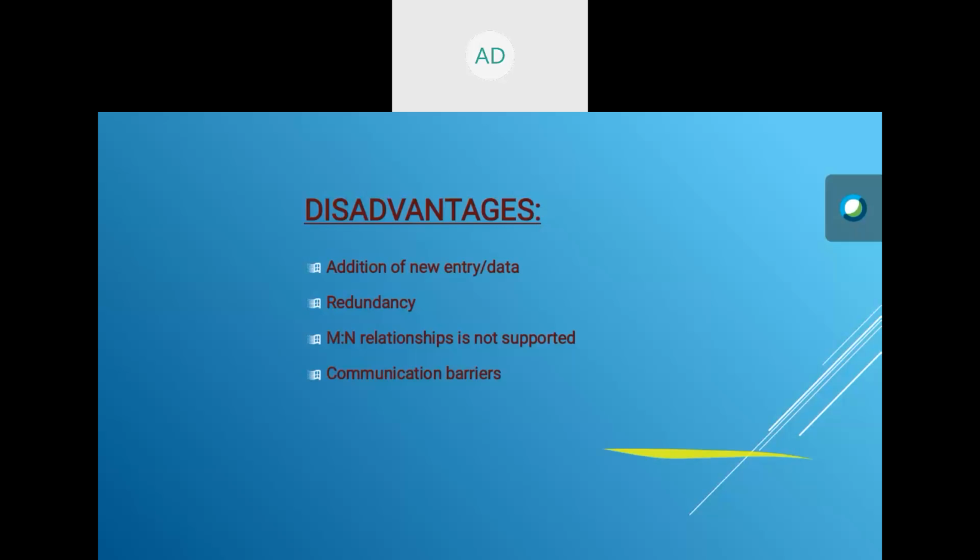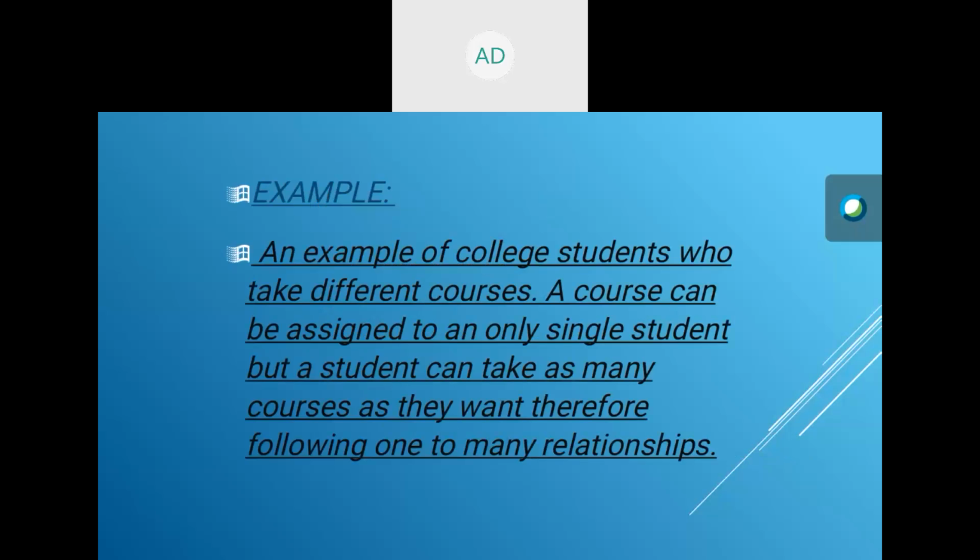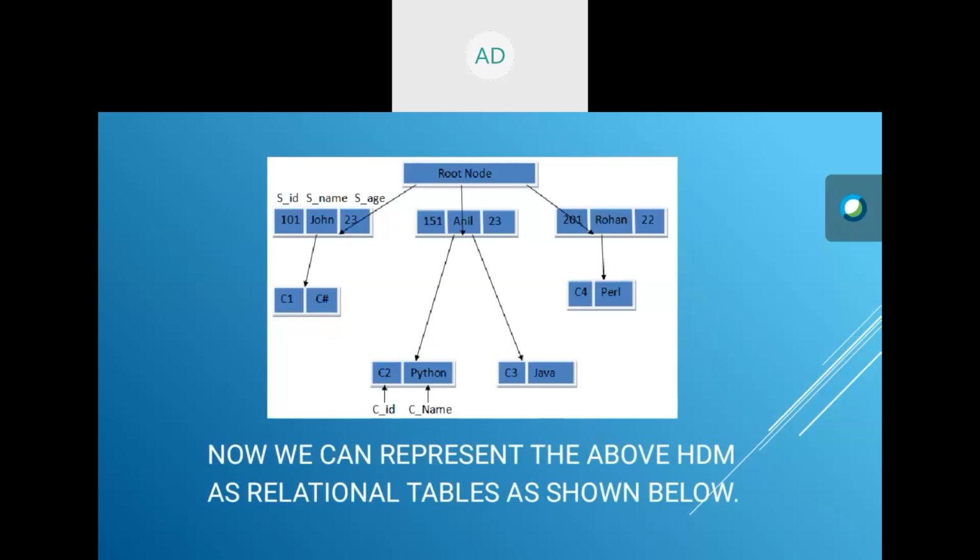Then this is an example where a student can take many courses, but many courses cannot have one student. Sorry, a course can have many students. This is the diagram, and here this is the student ID. We are using linked list. This is the subject code, and enroll subject ID. Sorry, student ID, student name, student age, and this is the course ID and course name.